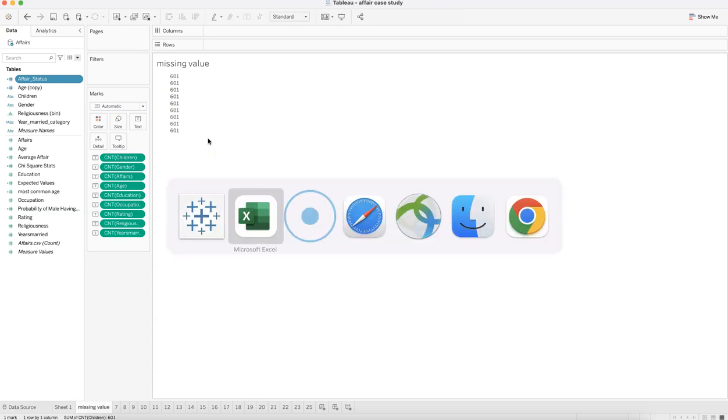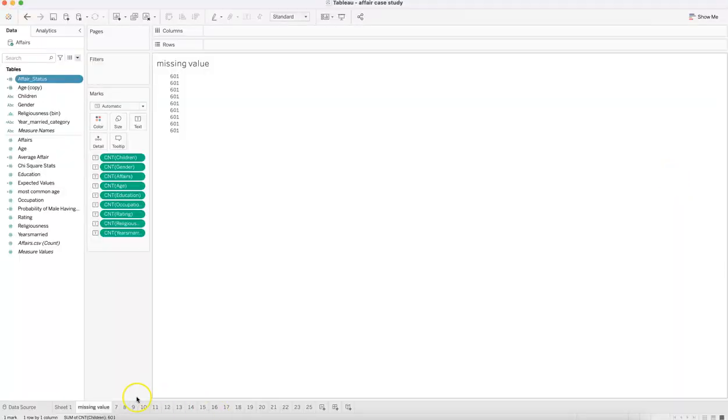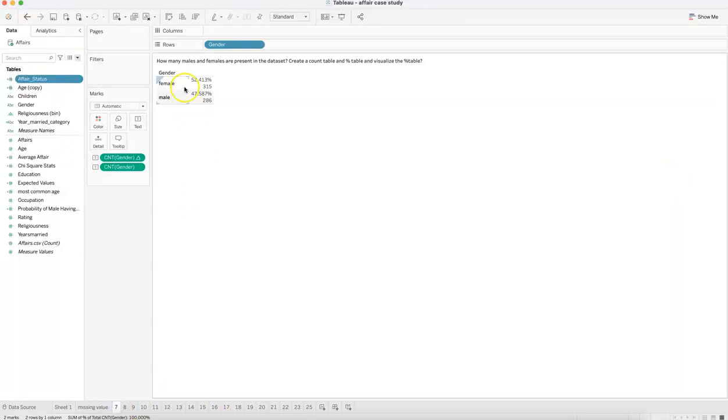So with that, let's move on to the next one. How many males and females are present in the data set? And we need to create a table with a count and percentage. So this is question number 7. How many males and females are present in the data set? Create a count table and percentage.